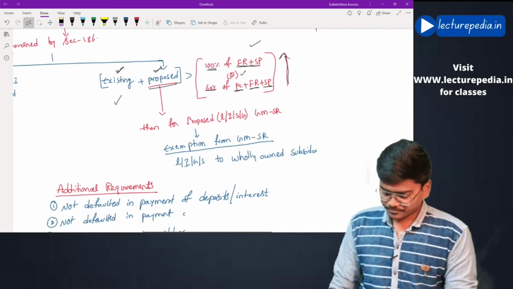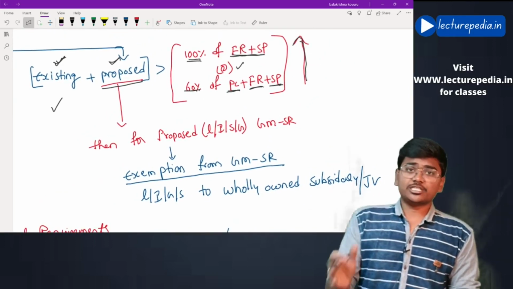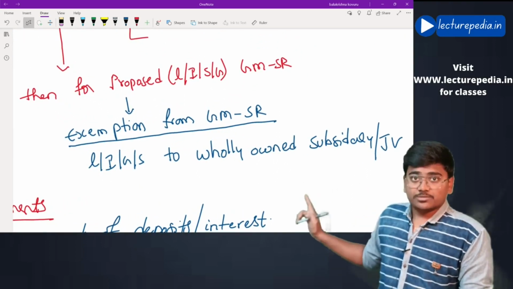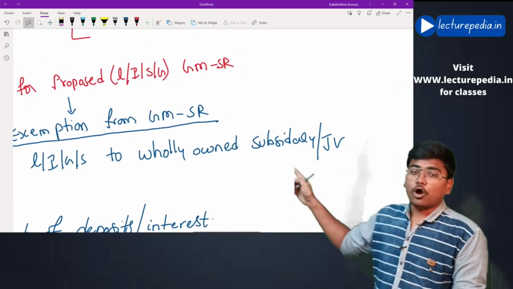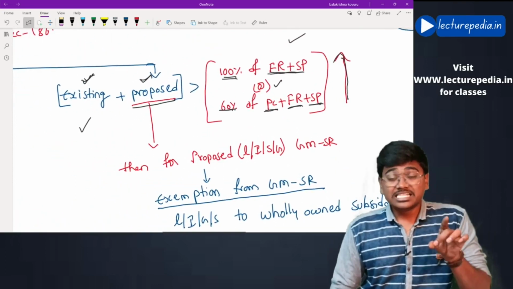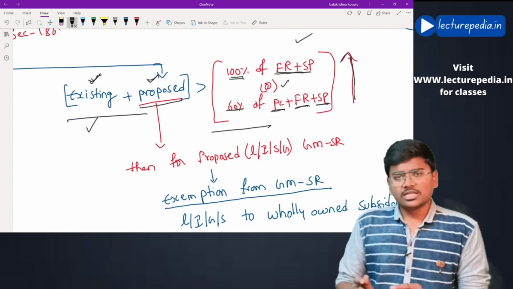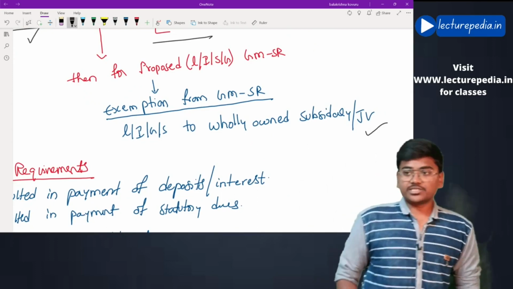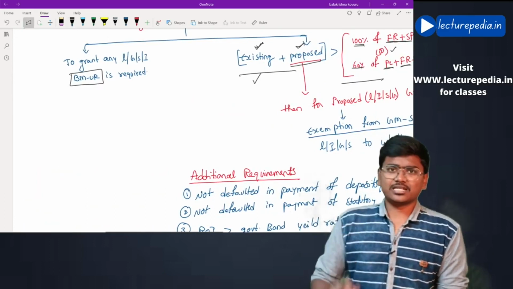Now, there is an exemption from this general meeting special resolution, provided that the loan, investment, guarantee, or security is given to a wholly owned subsidiary or joint venture. In that case, a general meeting special resolution is not required even if the amount exceeds this limit. Just a board meeting unanimous resolution would be sufficient in this case. Hope that is clear. This is section number 186.